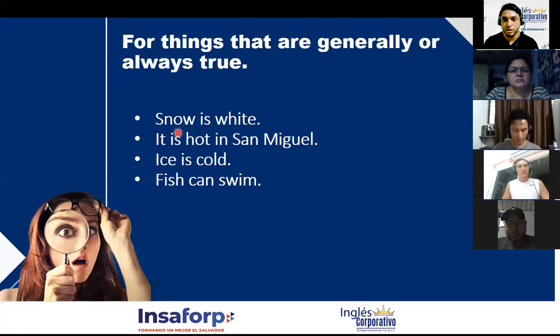For example, snow is white. We already know that snow is white. It's not green, it's not black, it's white. So that is true. As well, we have, it's hot in San Miguel. Because if you have gone to San Miguel, you feel the heat that is very strong. It's very hot. So that is true. Also, ice is cool. We know that ice is cool. It can't be hot. And fish can swim. That is an ability that they have.